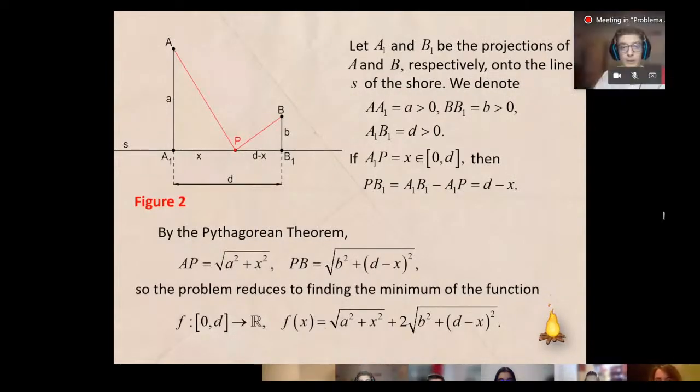In this figure, let A1 and B1 be the projections of A and B respectively onto the line S. So the lowercase letter a will be the distance between A and A1, the lowercase letter b will be the distance between B and B1, and the lowercase letter d will be the distance between A1 and B1. We also denoted by x the distance between A1 and P, which means that the distance between P and B1 will be d minus x. So using the Pythagorean theorem, we came up with a function that will determine the time the man needs to get to the burning house, which means that the problem reduces to finding the minimum of this function.